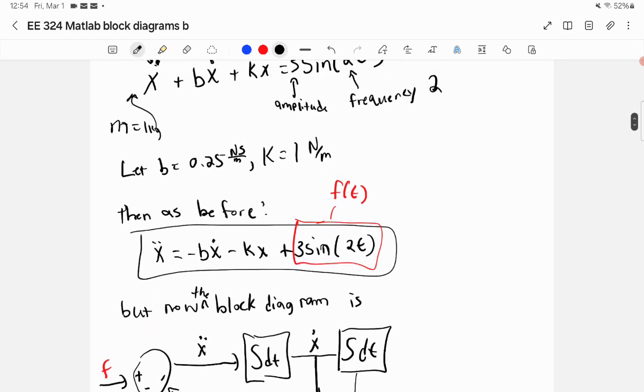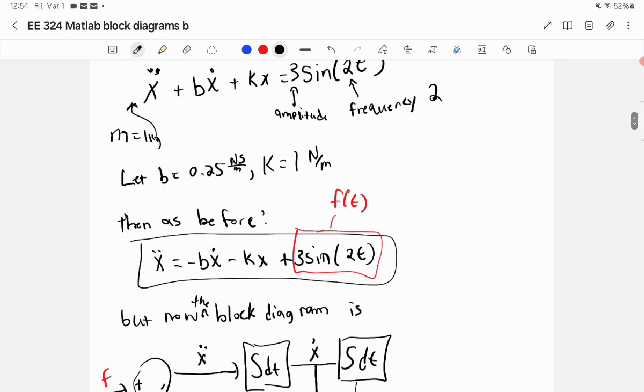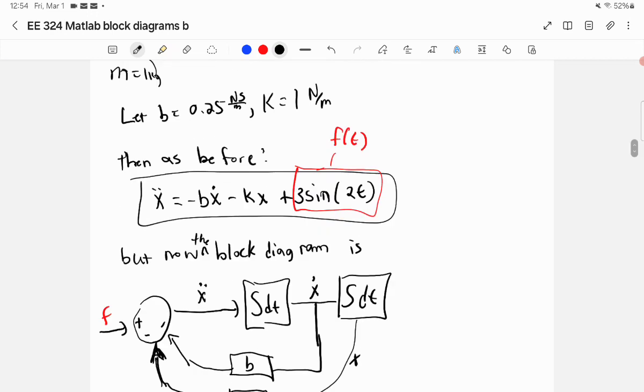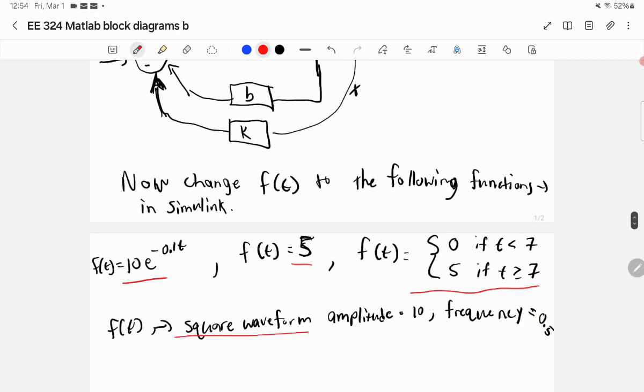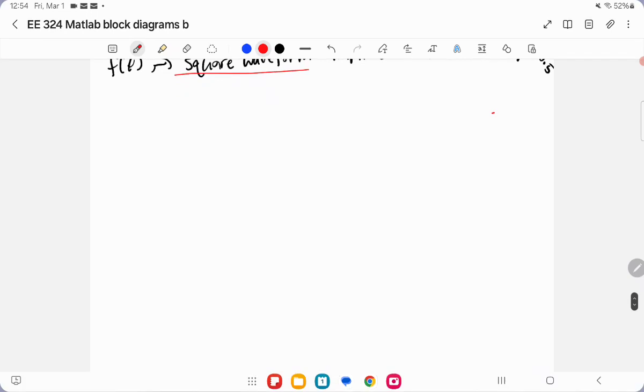What we would like to do is show how to get this input with 3 times sine of 2t, but also some other common inputs that we might see. Like e to the minus 0.1t times 10, a constant, a piecewise function, or something even a bit more complicated, say a square waveform with a particular frequency. So these might be all different kinds of inputs that we could have. Let's go see how to handle those inputs.